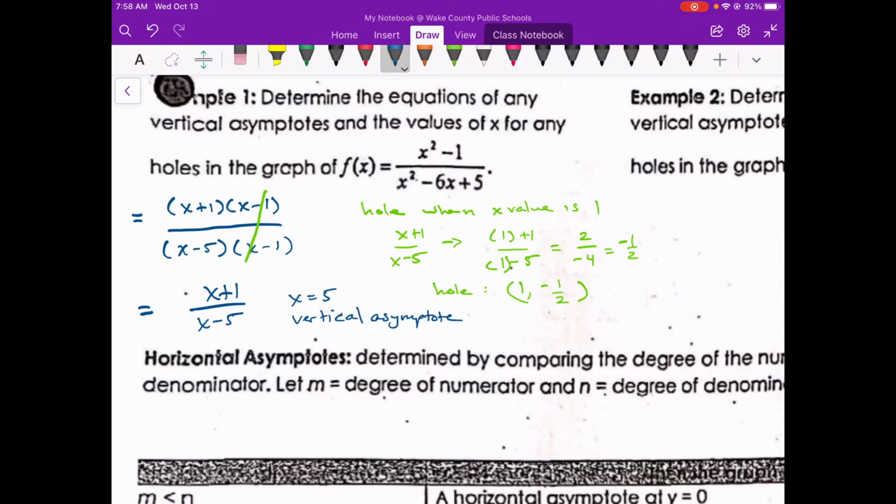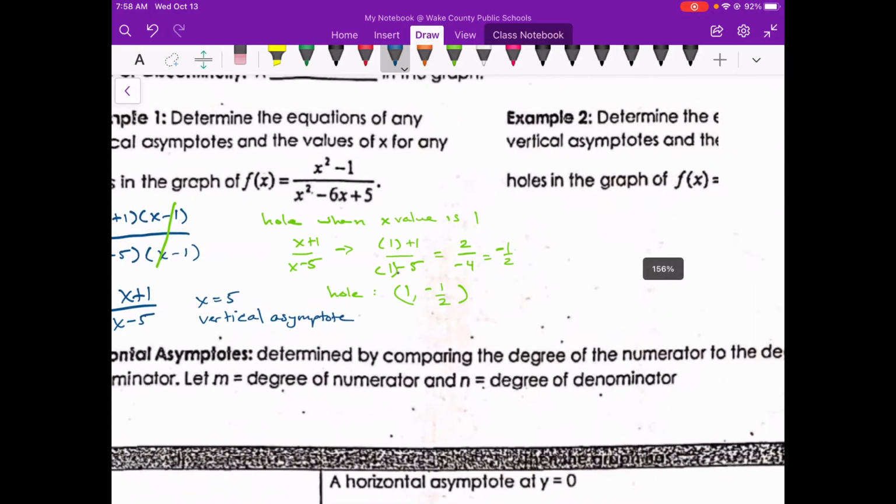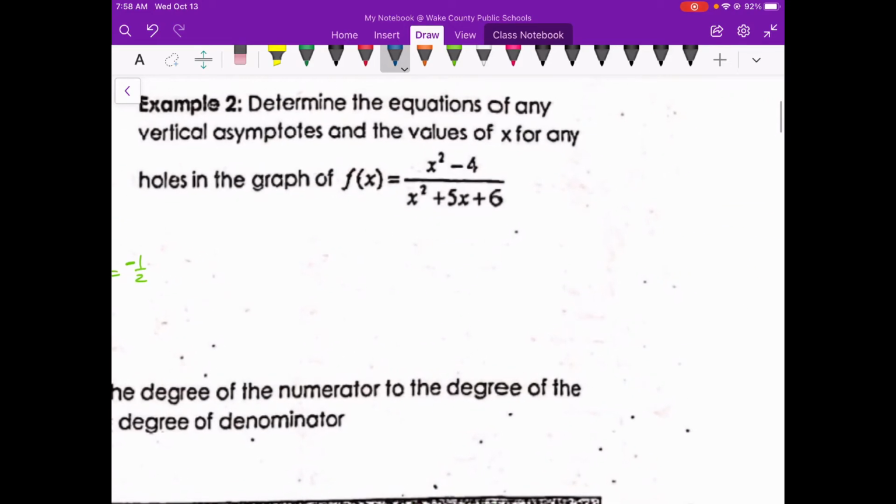The factors that canceled gave us the x value of the hole. We plugged that back in to get the y value for my hole. All right, let's try that one more time. We'll scoot over here to the second example.